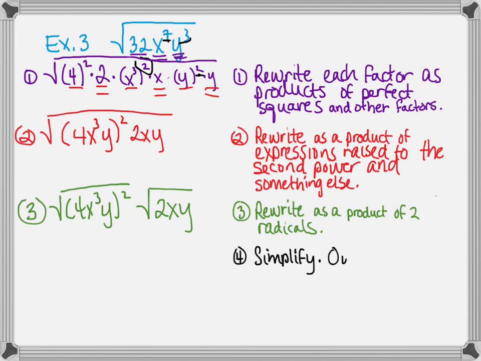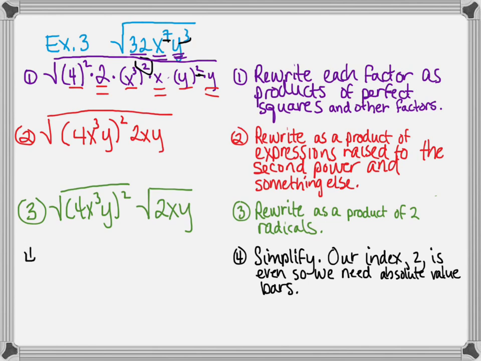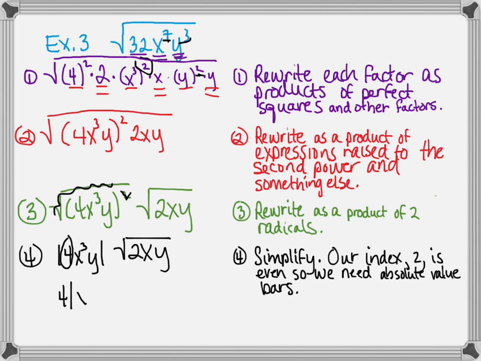So simplify, our index here is 2, which is even, so we will need absolute value bars. So squaring and square rooting are inverse operations. We're left with the absolute value of 4x cubed y, radical 2xy. Now 4 is always positive, so we don't need that in the absolute value bars, and we could rewrite this as 4 absolute value of x cubed y times the square root of 2xy.